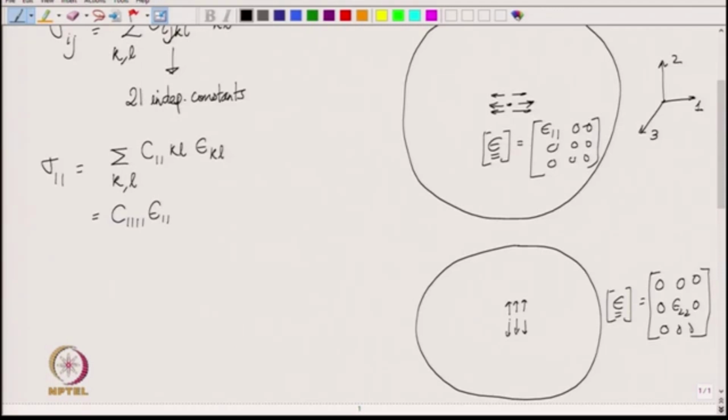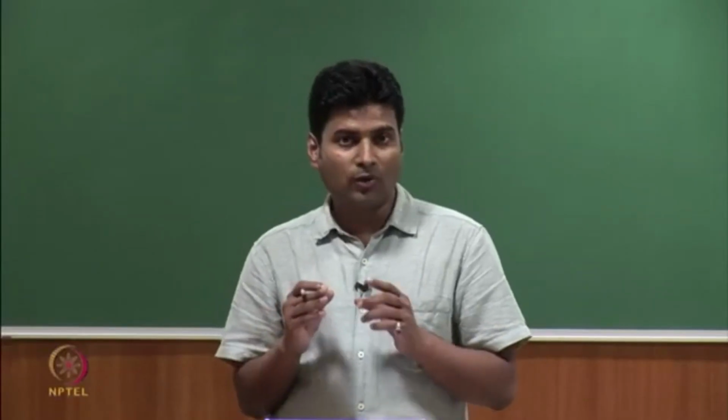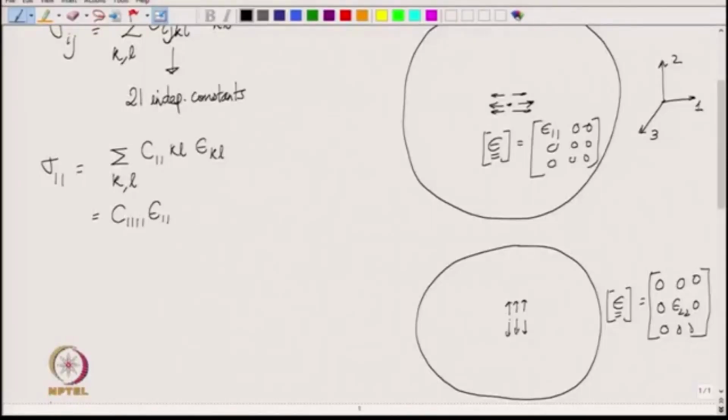Now, with this strain matrix, let us say I want to get sigma 2 2. See, now I want sigma 2 2, not sigma 1 1. So, sigma 2 2, again you apply the formula and you have summation over k l C 2 2 k l epsilon k l, is it not? And since epsilon 2 2 is the only non-zero term, this means it is C 2 2 2 2 epsilon 2 2. And if it were isotropic, what it would mean is that sigma 1 1 in the first case would be the same as sigma 2 2 in the second case.